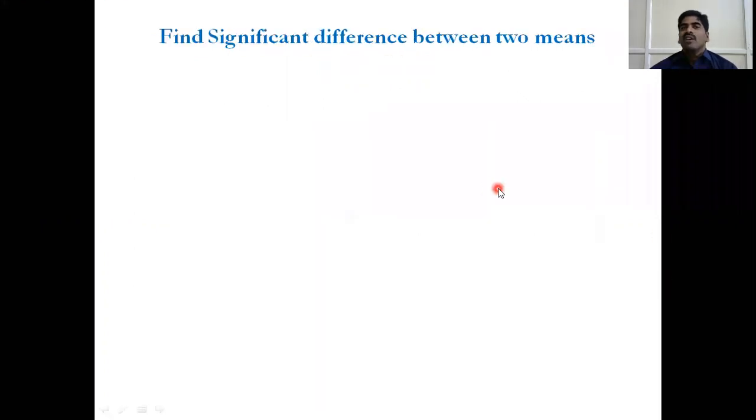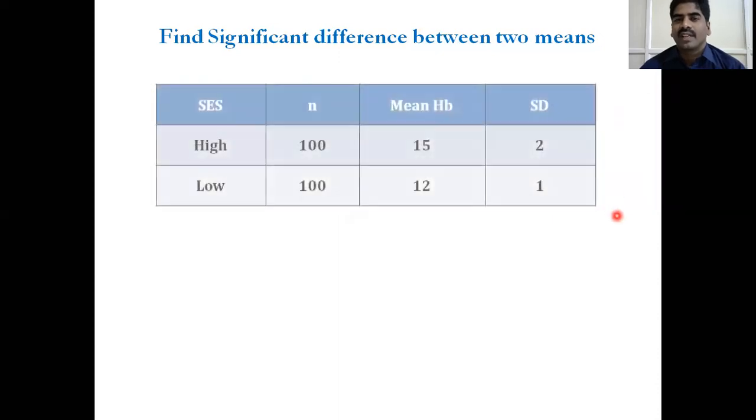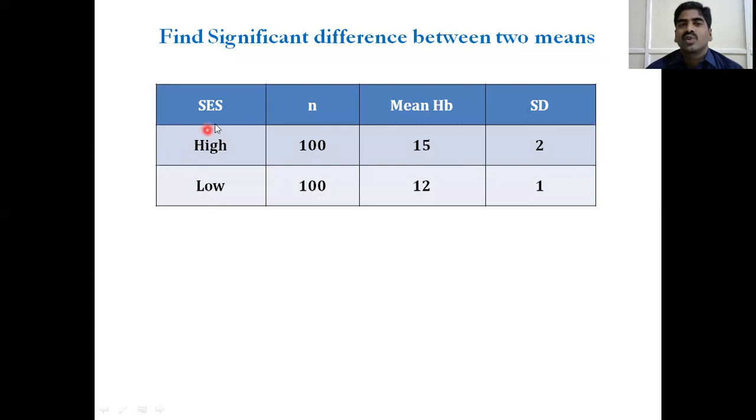Next, find significant difference between two means. If data is quantitative, then how to find the significant difference between two means, I will explain with this example. So this is socio-economic status, the high socio-economic status group. We have collected 100 subjects' data, the data is hemoglobin, and the mean hemoglobin of the high socio-economic status group is 15 with a standard deviation of 2, whereas in the low socio-economic status group, here also we have collected 100 observed subjects' data, and that is hemoglobin, and here the mean value is 12 with a standard deviation equal to 1.